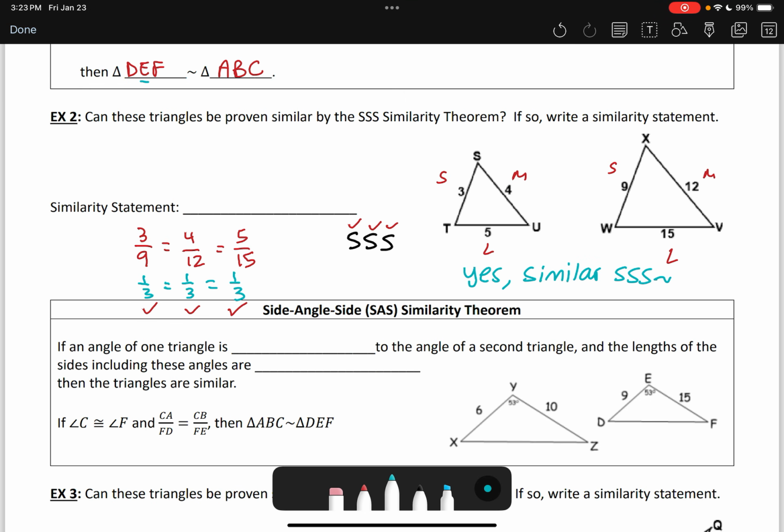So we'll typically write that like this. And then we write the similarity statement, which we will say here, triangle, let's do STU. And that would be similar to triangle XWV. I think we spent enough time discussing the order of writing the similarity statement, so we'll just go ahead and go through that process here.